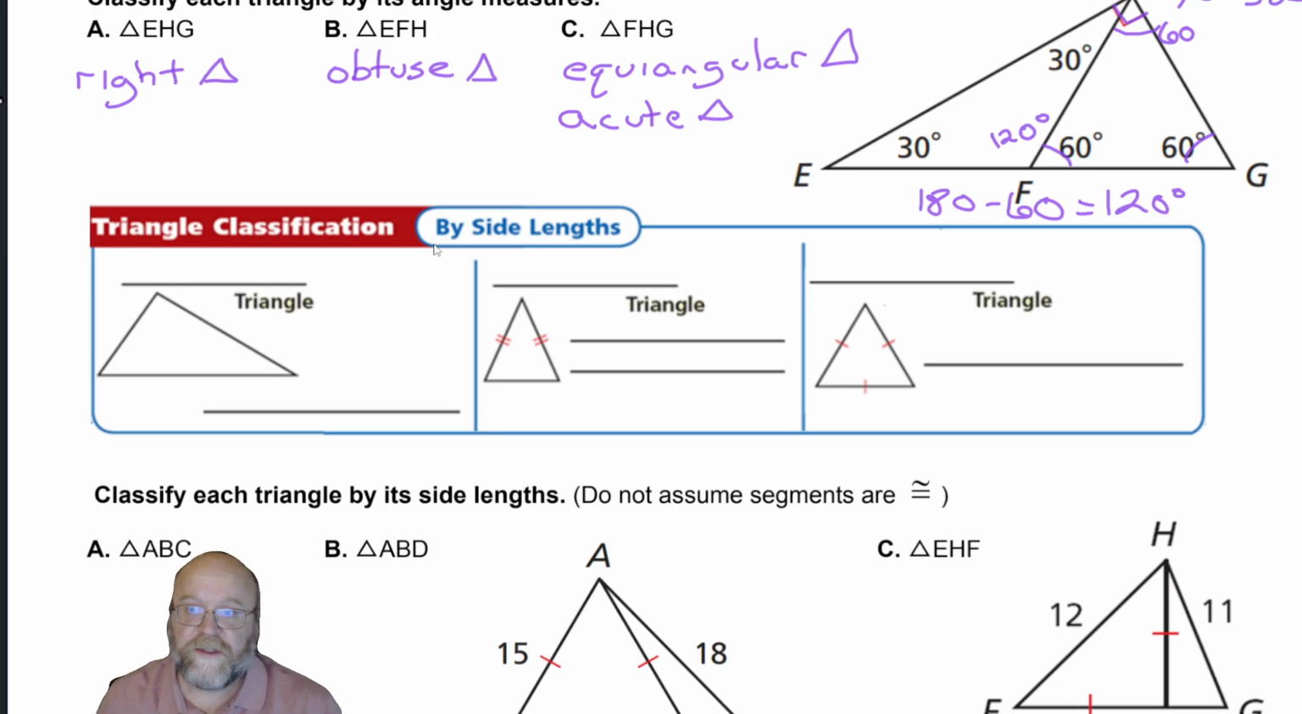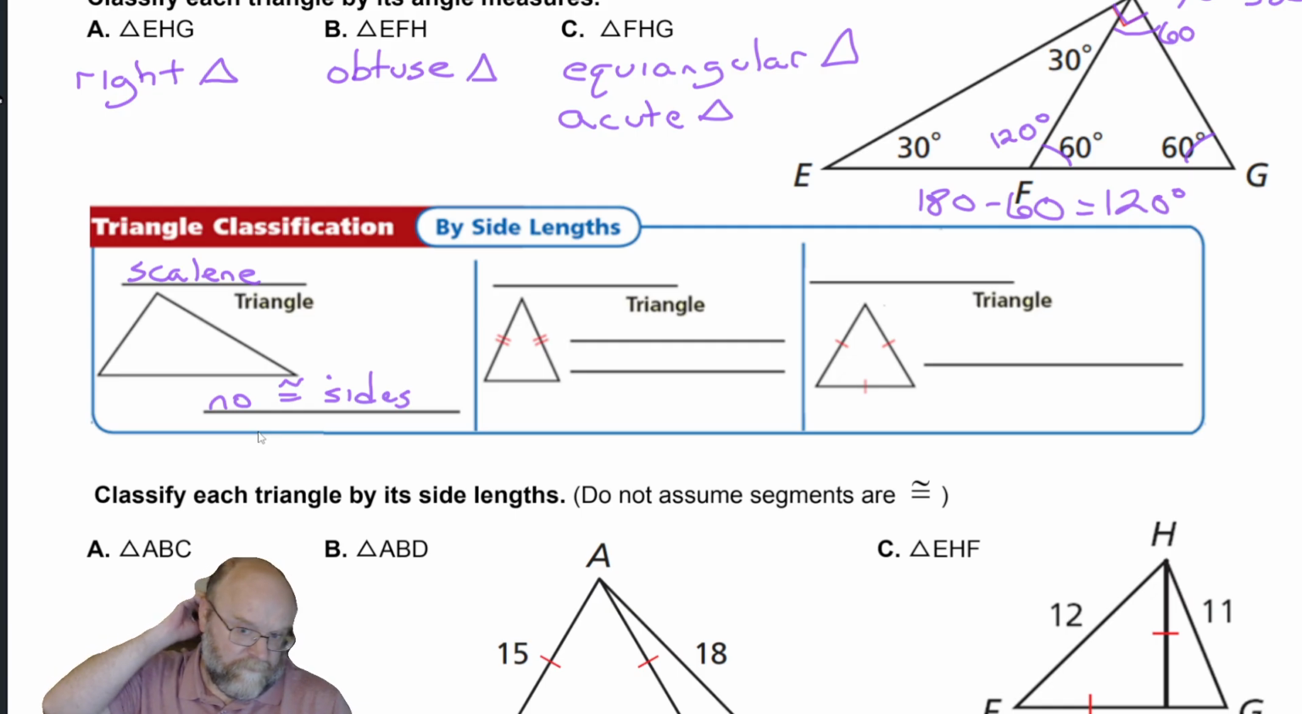Triangle classifications by side length now. Oh, geez. These are probably going to be some familiar names. If you look at them, it's all about what sides are congruent. How many congruent sides do we have? This one, none of the sides are congruent. It's called a scalene triangle. A scalene triangle has no congruent sides.